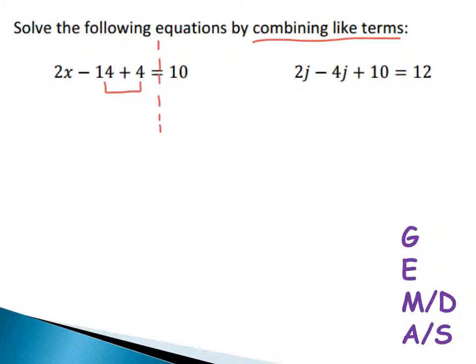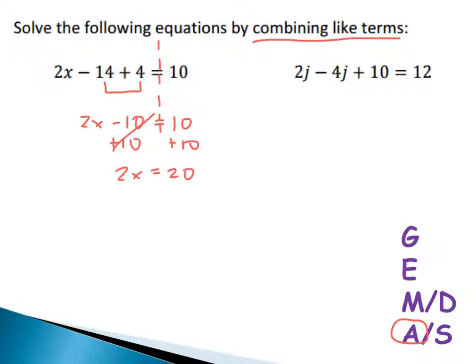So again, another thing you're going to have to look for in these problems is can I combine like terms right away? In this case I have, now be careful here, negative 14, notice the negative, plus 4. That's going to give me 2x minus 10 equals 10. Now what do I do next? Now I'm back to a two-step problem. I have the 2 times x and the minus 10. So I'm going to start by undoing my subtraction by adding 10 to both sides. That's going to cancel it over here. It's going to leave me 2x equals 10 plus 10 is 20.